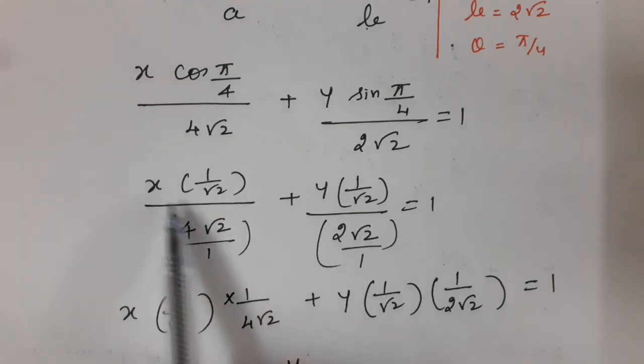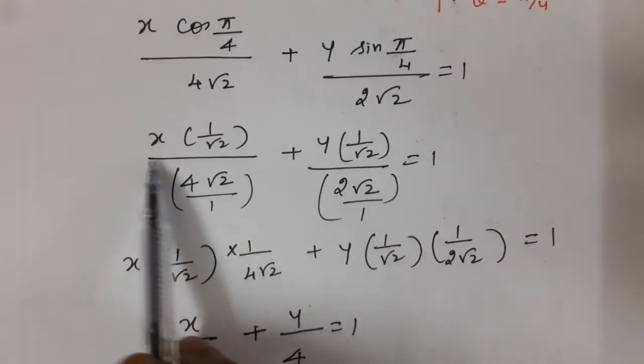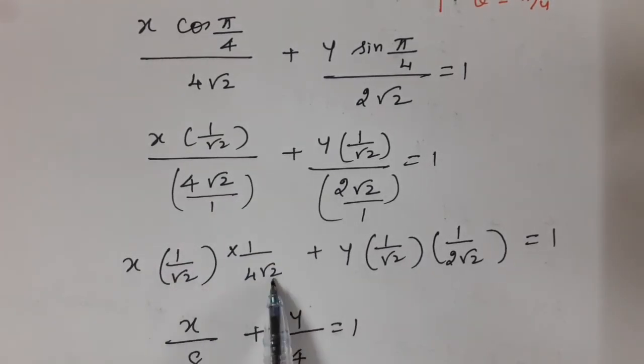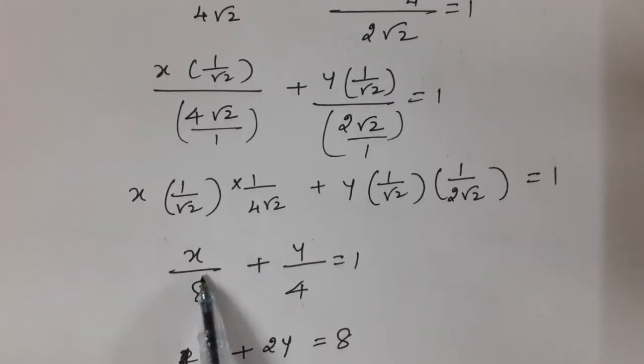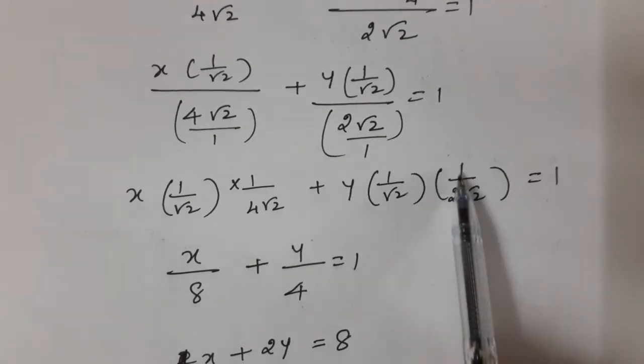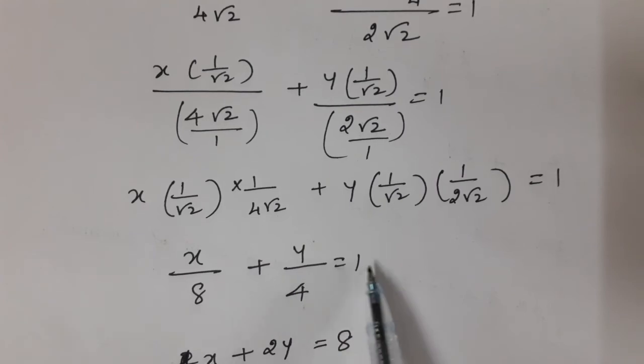See, this is the numerator, this is the denominator. Reciprocal of this one, what do you get? This is the numerator in a 4 root 2. If you want simplification, 1 by 4 root 2. Root 2 into root 2 is what? 2. 4 2s are 8. That is nothing but x by 8. x by 8 plus y 1 by root 2, this is what? 1 by 2 root 2. Root 2 into root 2 is what? 2. 2 2s are 4. y by 4 equal to 1.